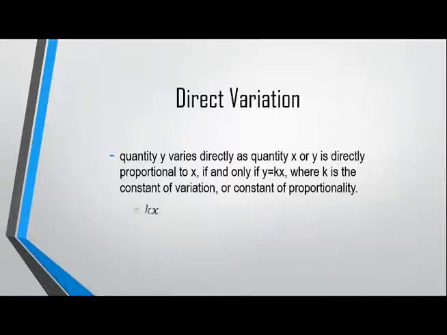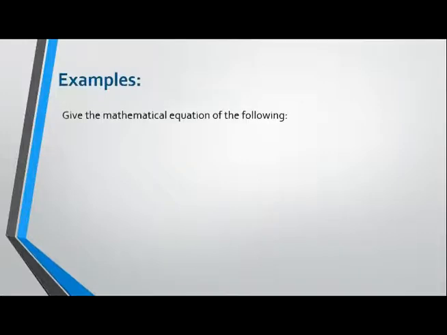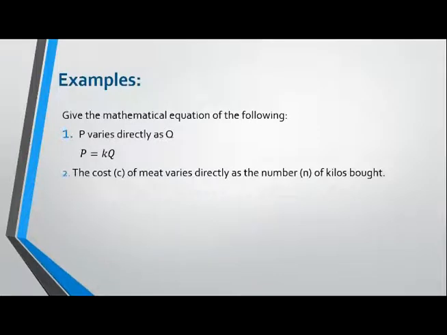So we have the equation y is equal to kx. Here are examples. Give the mathematical equation of the following. First, p varies directly as q. So we have the equation p is equal to kq, in which p replaces y and q replaces x. The second example: the cost C of meat varies directly as the number n of kilos bought. So we have the equation C is equal to kn.